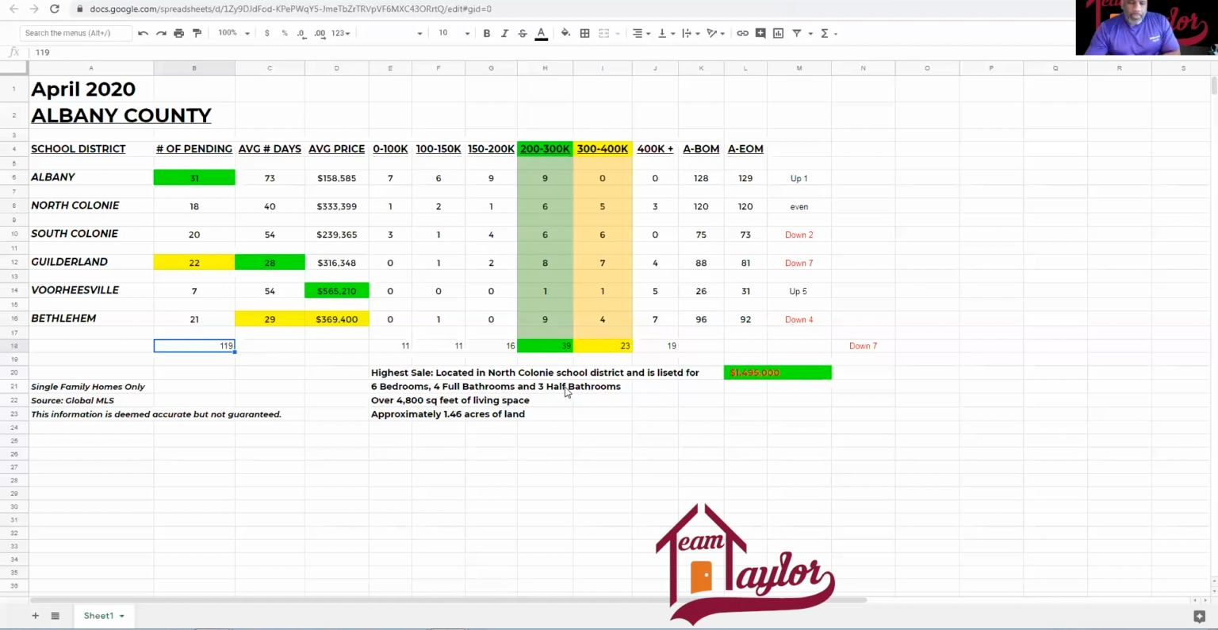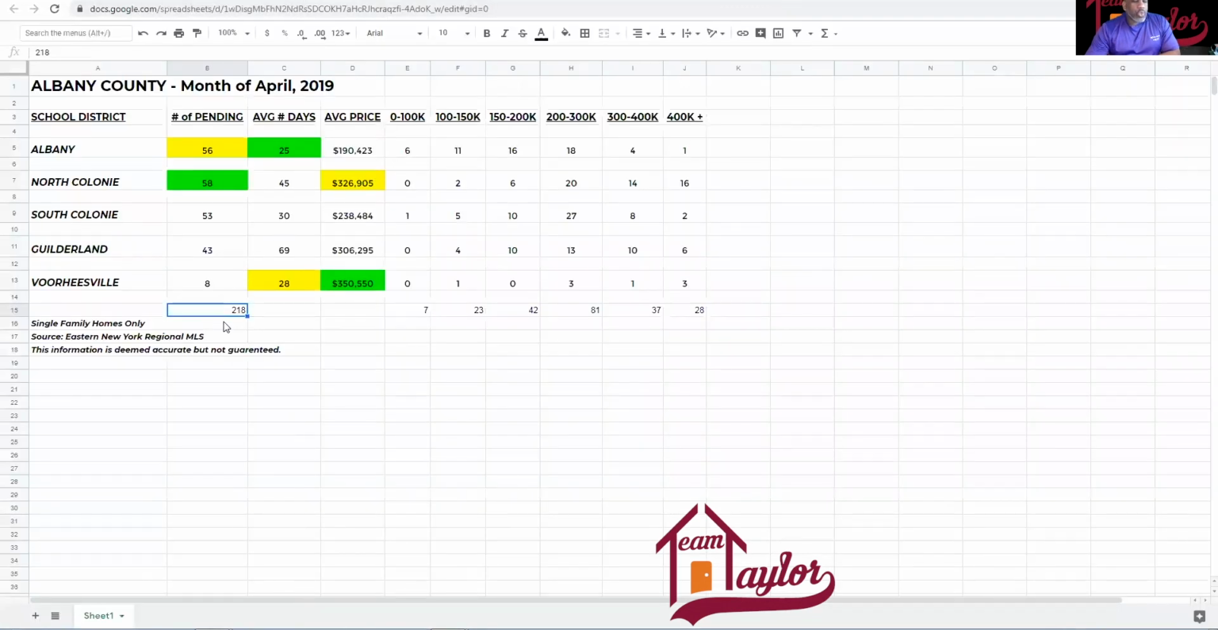Now, let's get into the real meat and potatoes. One of the things that we want to make sure we're always looking at is not only the sales, but how much inventory, especially now in this market. So when we talk about the number of pendings, 119 for the month, let's look back at last year, the same time in the month of April, there were 218 transactions. So 218, 119 this year. What more can we say other than that's a 100 property difference?